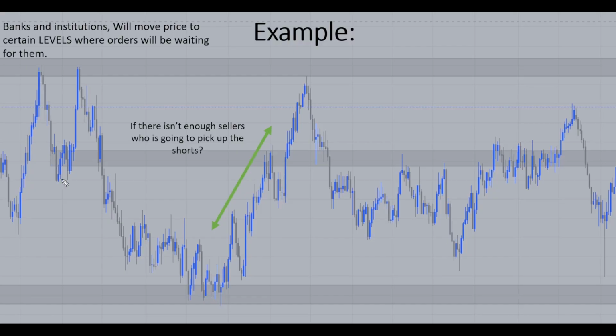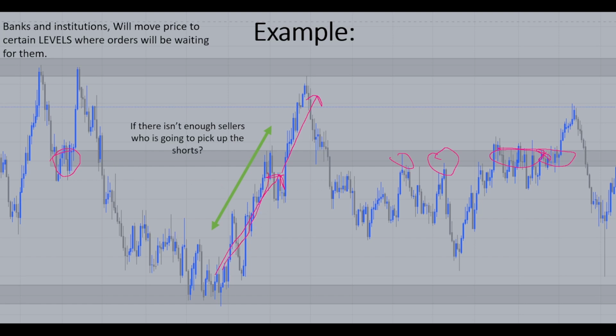So here's an example here. As you can see, they've put some long orders in and they're wanting price to come up. However, there's not enough sellers to take the opposite side of their trade, so price is going to continue to move up until there is. So you can sort of see there's a bit of support here, resistance, support, a bit of accumulation.